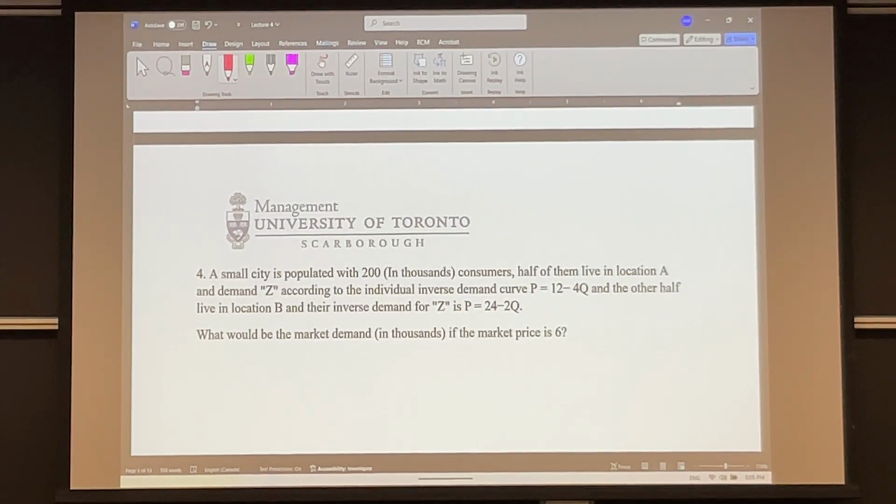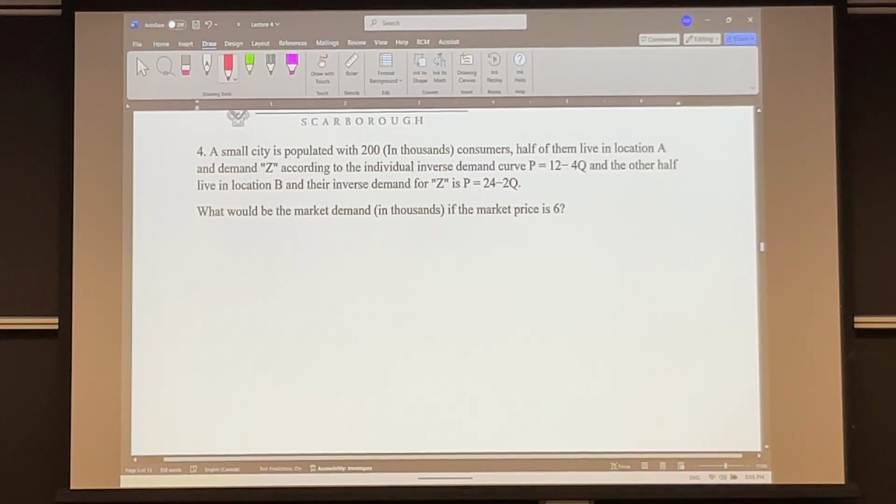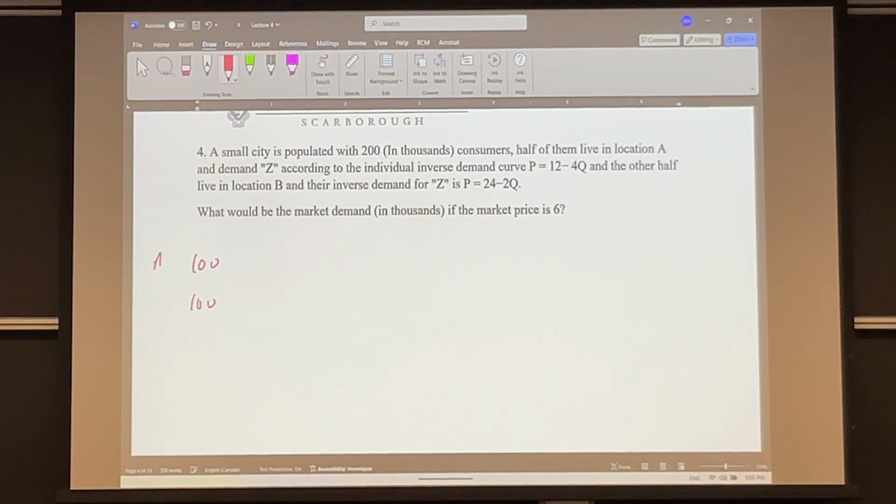Anyway, we do 3 questions. You're going to see one on your quiz. Do it the way I do it. That saves you a lot of time, right? Very simple. This is basically AO2 material for the most part. Slightly twisted. A small city is populated with 200,000 consumers, split equally between Group A and Group B.